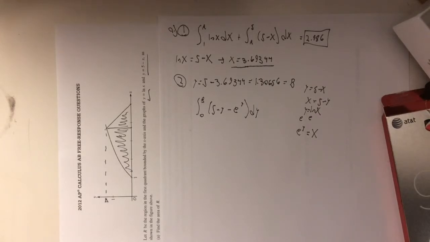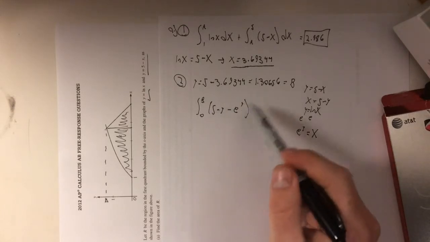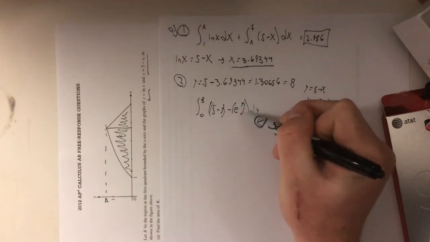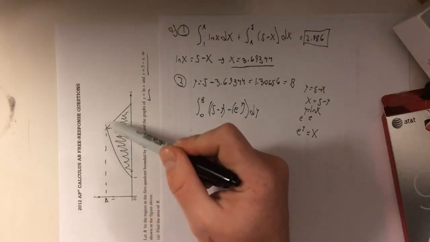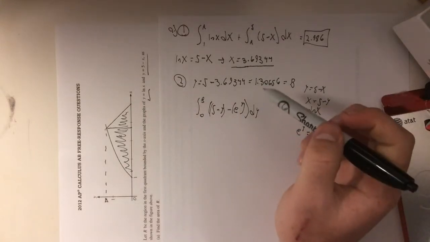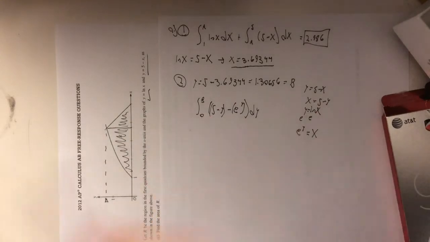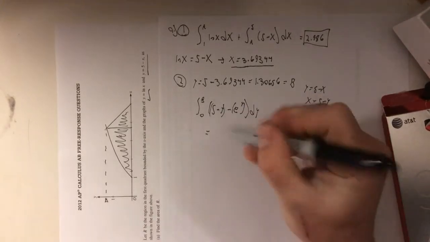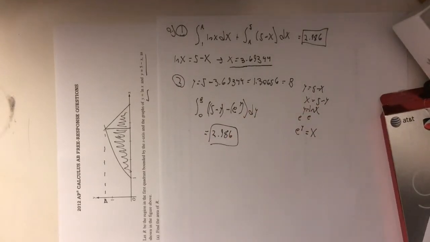Why we're making it 5 minus y, subtracting e to the y from 5 minus y, is actually kind of like this. That'll help explain. We're finding the area under 5 minus y, which is this whole thing. And then we're subtracting the area of e to the y, which was this thing, which would just give us the area of R. After plugging this into the calculator, we get the same answer, which is 2.986. And that's how to solve A.